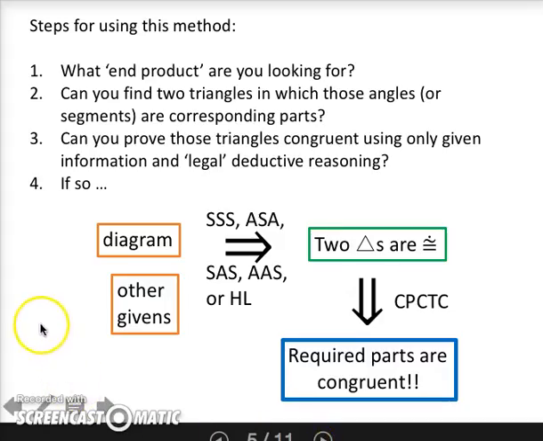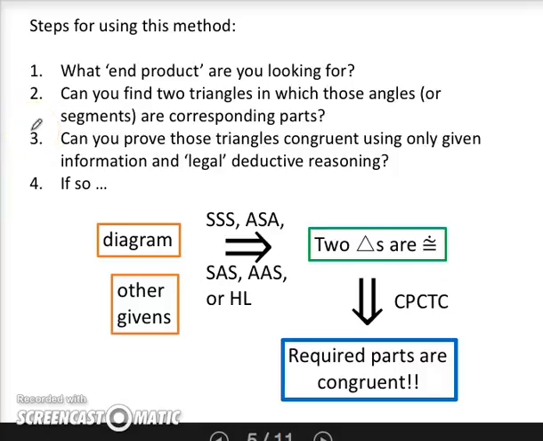So the steps for using this method are, number one, what end product are you looking for? Write down what you want to show, maybe at the bottom of your page. Step two, can you find two triangles in which those angles or segments are corresponding parts? Step three, can you prove those triangles congruent using only given information and legal deductive reasoning?